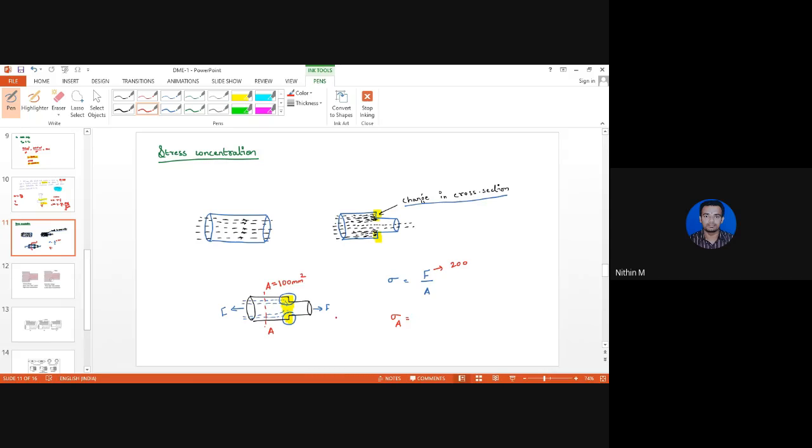Now what is the stress induced at cross-section A? This is given by 200 divided by 100, which is equal to 2 MPa. But consider another region, which I am indicating in green. Assume that the area here is 50 mm square. Call this cross section B. Now what will be the stress at point B? This will be 200 divided by 50, which is equal to 4 MPa.